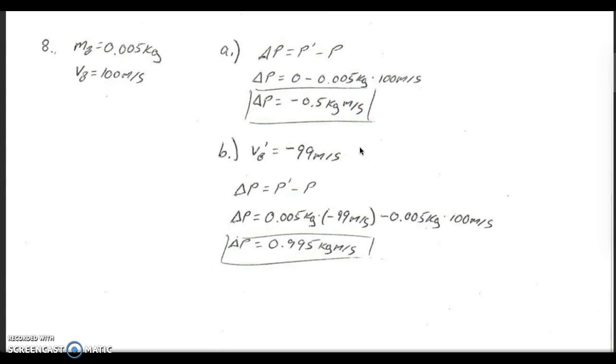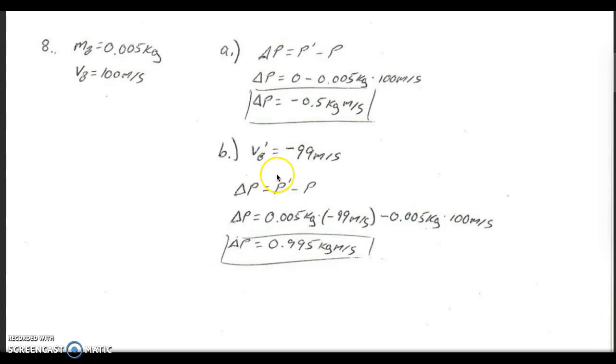For part B, what is the change in momentum of the bullet if the bullet ricochets in the opposite direction with a speed of 99 meters per second, almost the same speed it had originally? Now remember, that speed, since it's going in the opposite direction, is going to be negative. If we're saying that the 100 is positive, the opposite direction has to be negative. So the v after the ricochet is negative 99 meters per second.